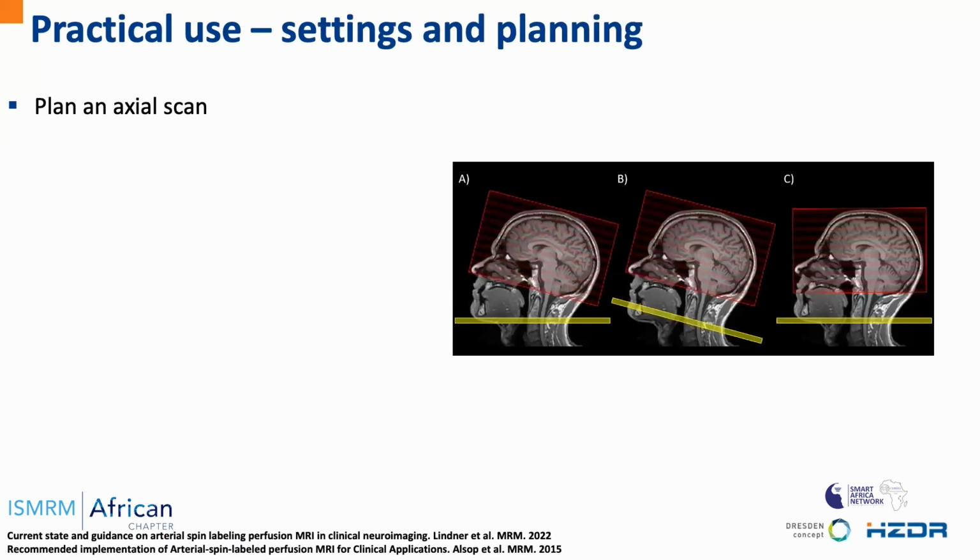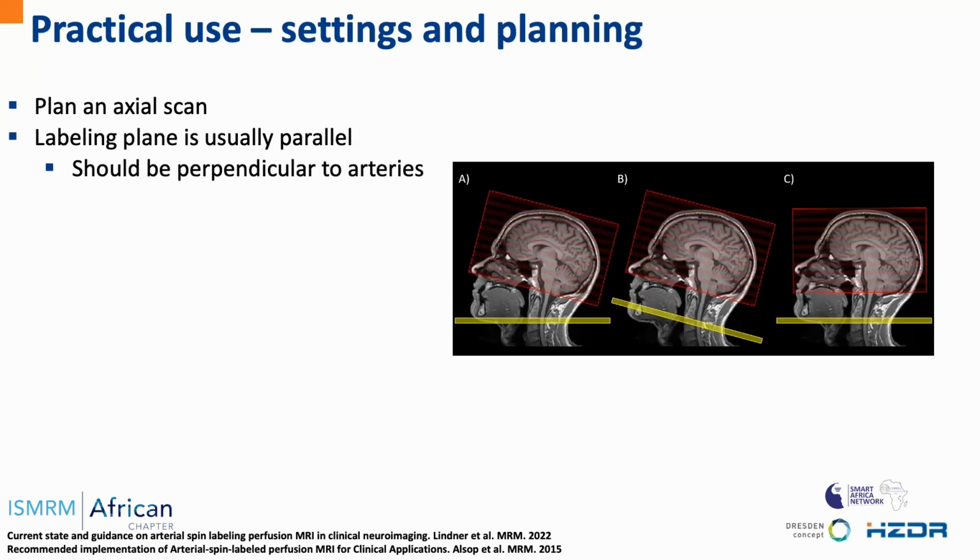It's fairly easy to set and plan an ASL sequence because you mostly need to plan a simple axial scan, or you can align it with the ACPC line. The labeling plane usually doesn't have to be planned because it's simply parallel to the imaging volume, and you just have to be mindful that the labeling plane is reasonably perpendicular to the brain-feeding arteries.